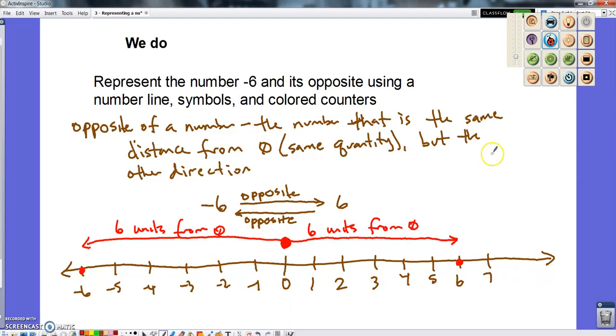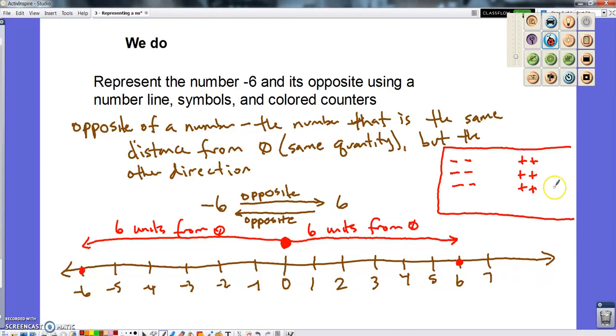I don't have a lot of space, so I'll squeeze it in up here. Another common way is with symbols. A lot of times, if I deal with -6, you'll see me represent it with 6 negative signs, and I'll deal with its opposite with 6 positive signs. All right, simple enough. Just show -6 and 6.